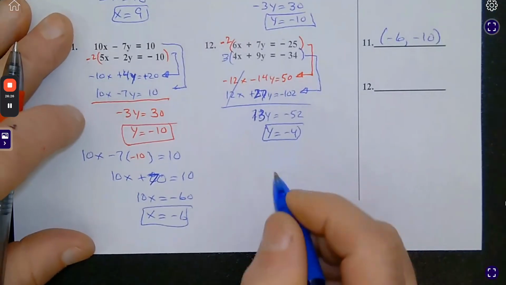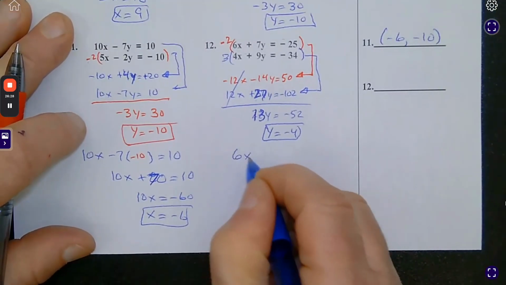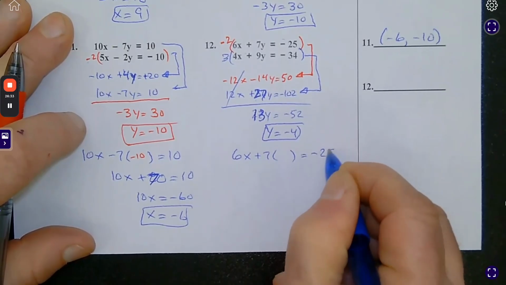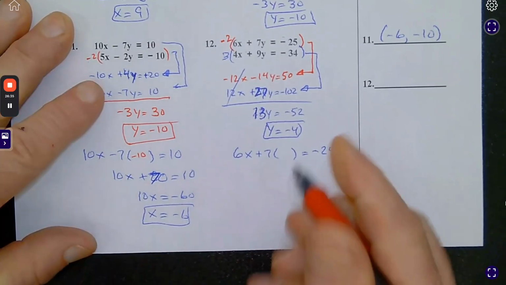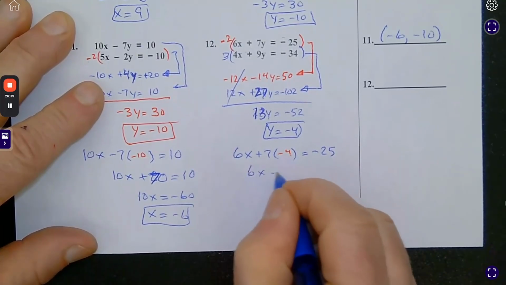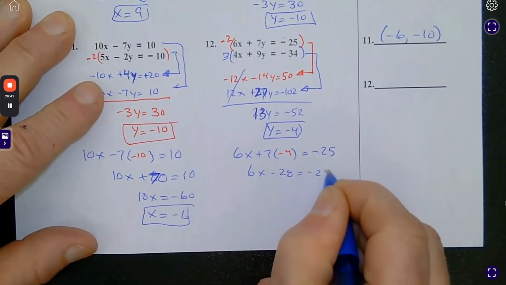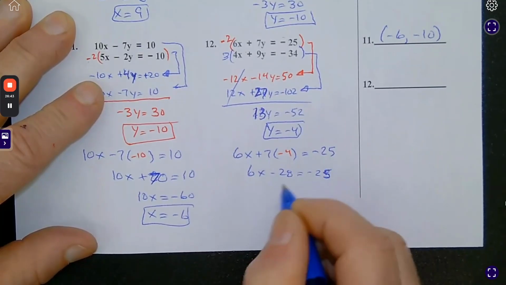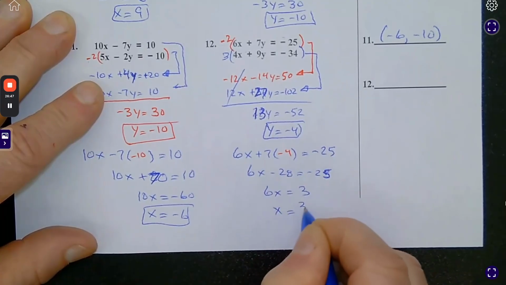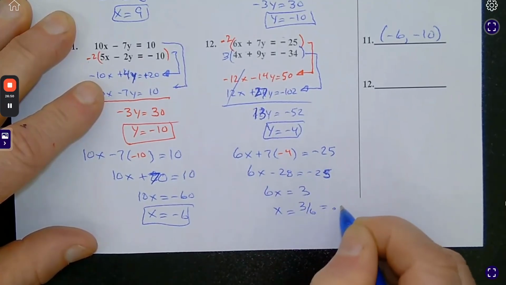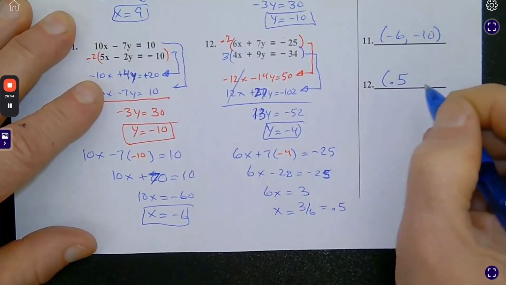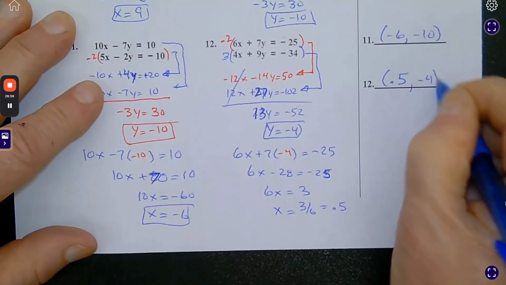I'm glad I didn't. I'm going to go 6x plus 7. Take that y out. Replace it with a -4. Multiply those together. Add 28 to both sides. Divide by 6. And you're going to get 0.5. That's all right. 0.5 is a number. So (0.5, -4).